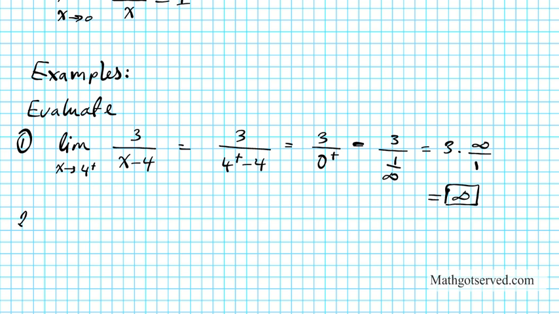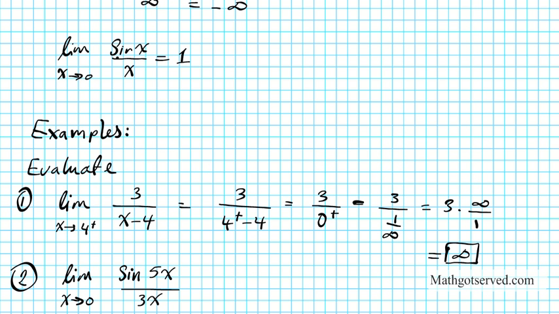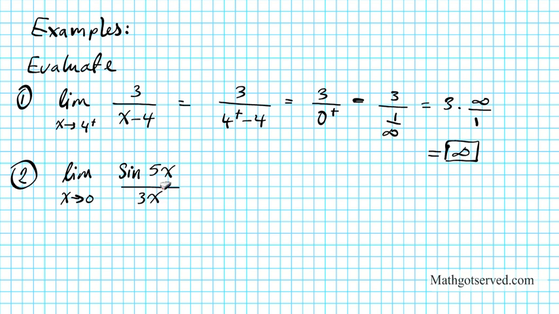Number 2. What is the limit as x approaches 0 of sine 5x over 3x? To do this, you have to be really careful. Remember, using the sandwich theorem, the argument of the sine and the denominator have to be identical. But in this case, the value that you're taking the sine of and the denominator are not identical, so we have to address that.